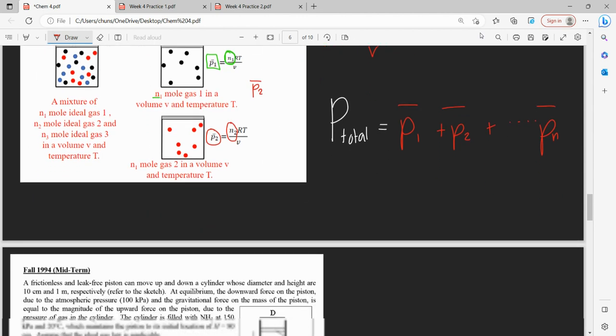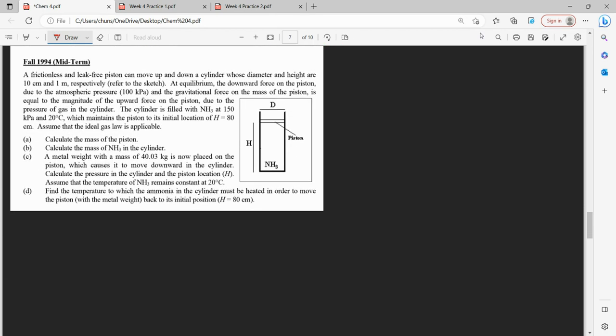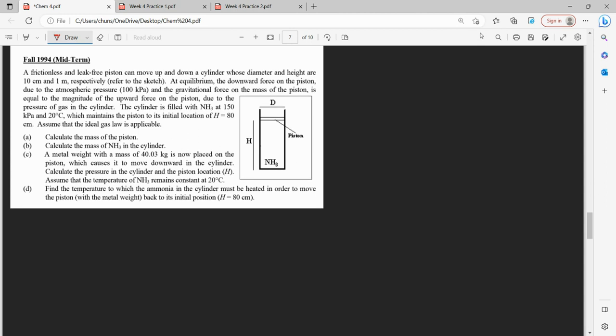Okay, so now we're going to go through an example. This is a bit of a long one, so bear with me and we will make it through. A frictionless and leak-free piston can move up and down a cylinder whose diameter and height are 10 centimeters and 1 meter, respectively. So let's label that. So diameter is 10 centimeters, and we said our height is 1 meter.